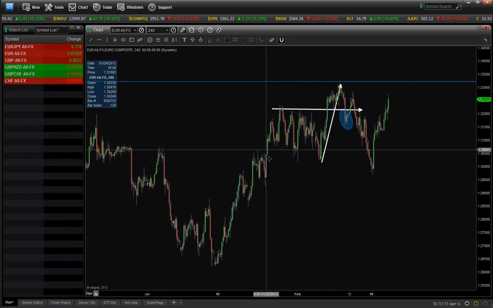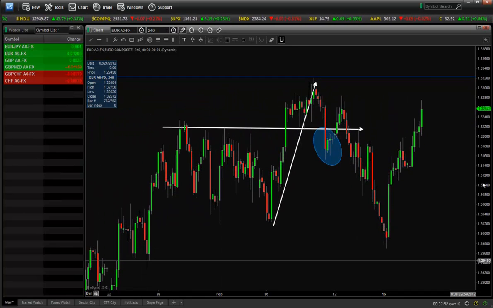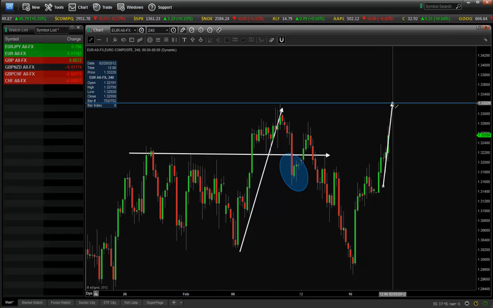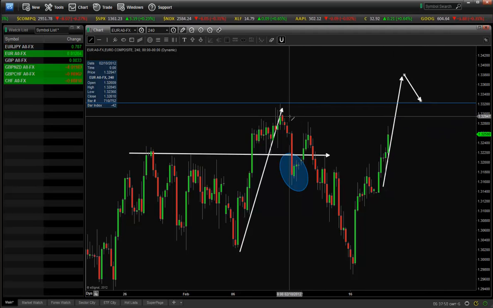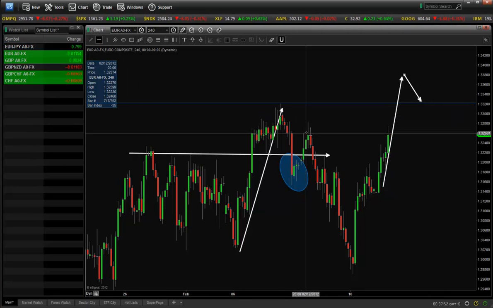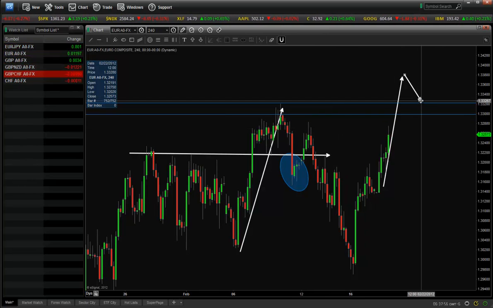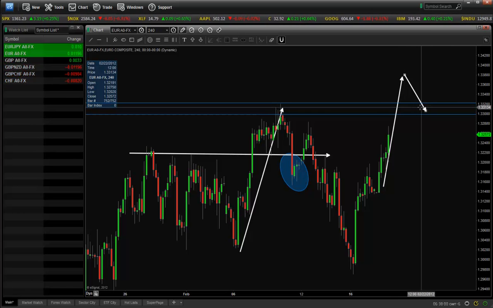If the market can break up, let me fatten this up a little bit so everybody can see it, the general principle here still holds true. If the market breaks above and closes above and then pulls back into somewhere in here, something like this, then we can look for buying opportunities.